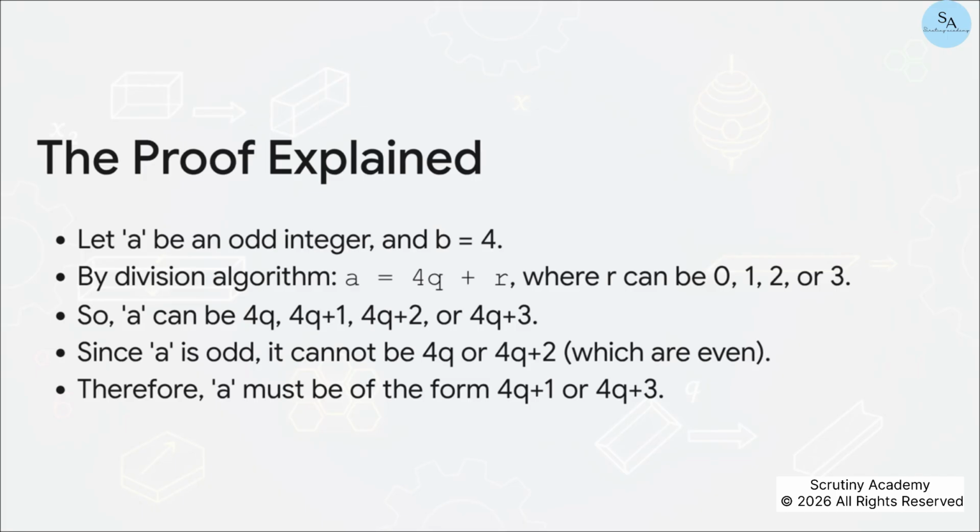Is 4q ever odd? No, it's 2 times 2q, so it's always even. What about 4q plus 2? We can factor out a 2, so it's 2 times 2q plus 1, which is also always even. So if our number a has to be odd, it can't be 4q or 4q plus 2, which means the only possibilities left are 4q plus 1 and 4q plus 3. And that's it. We've proved it.